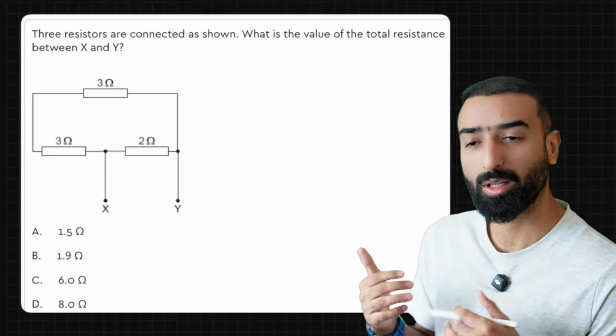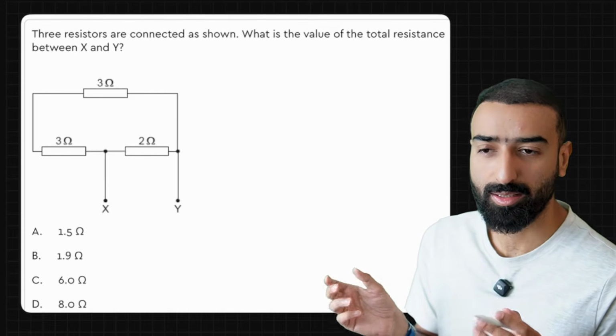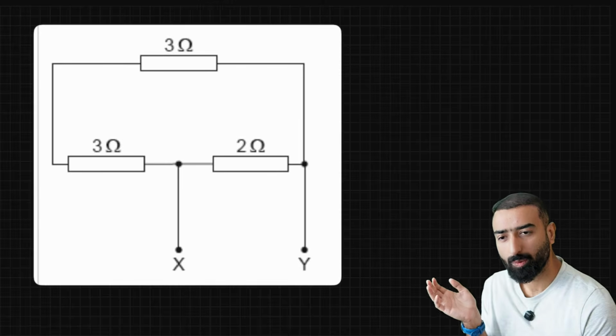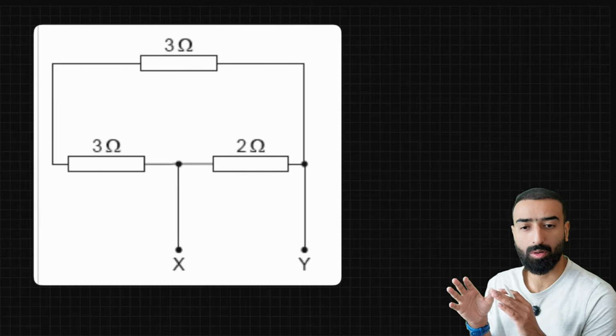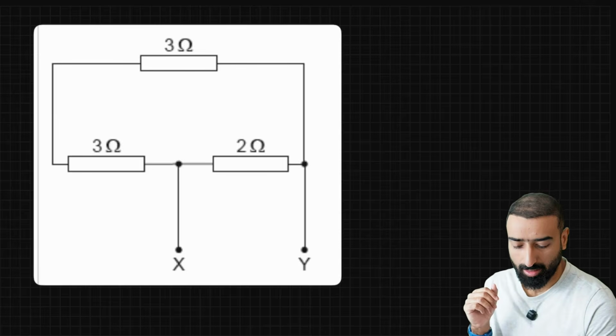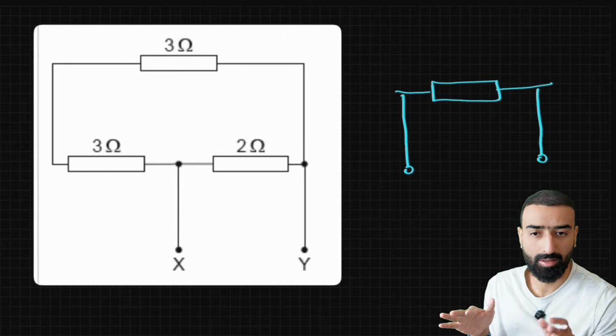In today's video, we'll understand why it's wrong and how we'll find the total resistance between X and Y. Before we jump in, let's focus on a simpler circuit. We have a 2 ohm resistor connected directly between points X and Y. No other extra resistors are connected.